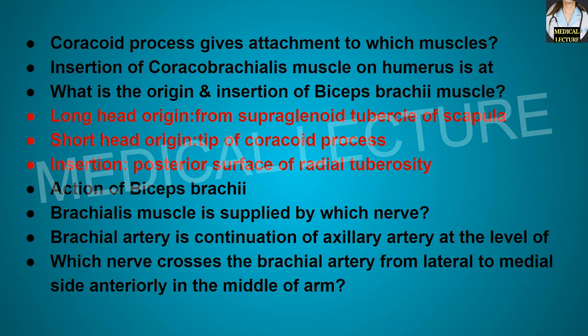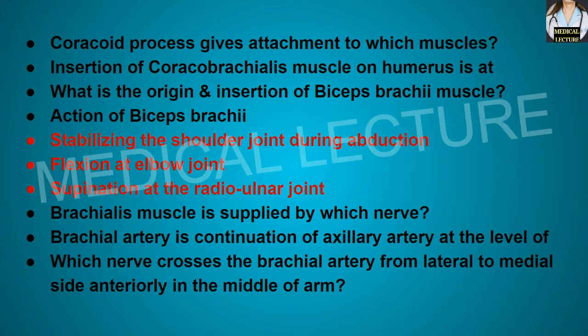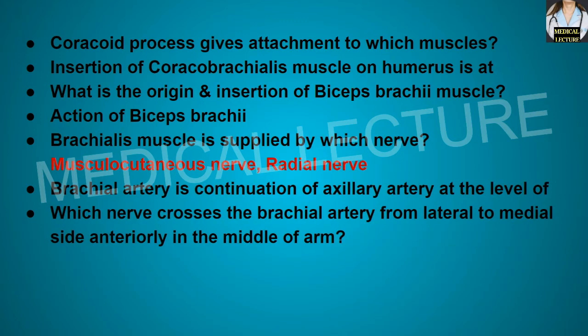Now, what are the actions of the biceps brachii muscle? They stabilize the shoulder joint during abduction. They cause the flexion at the elbow joint and cause the supination at the radio-ulnar joint. Brachialis muscle is supplied by which nerves? By the musculocutaneous nerve and the radial nerve.